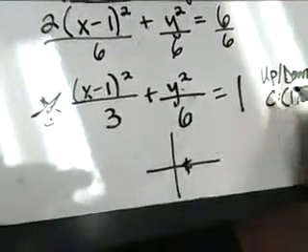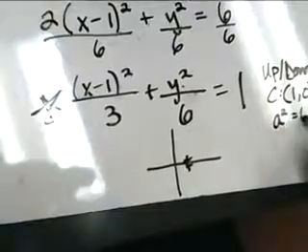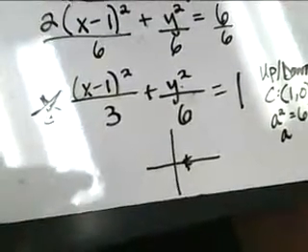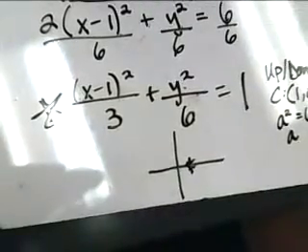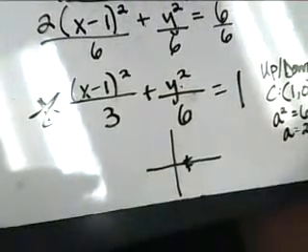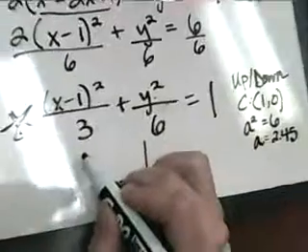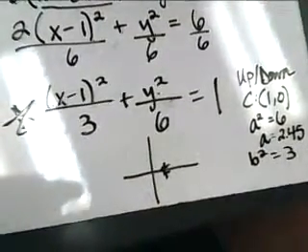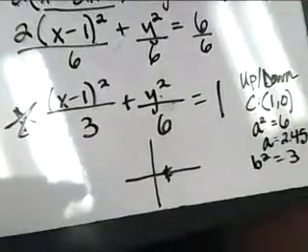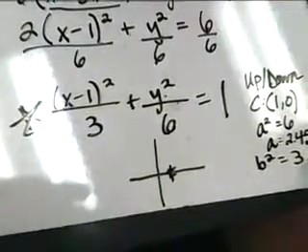Remember, 6 is my A squared. So that means A is, take the square root of that guy, 2.45. B squared is 3. So that means B is 1.73.